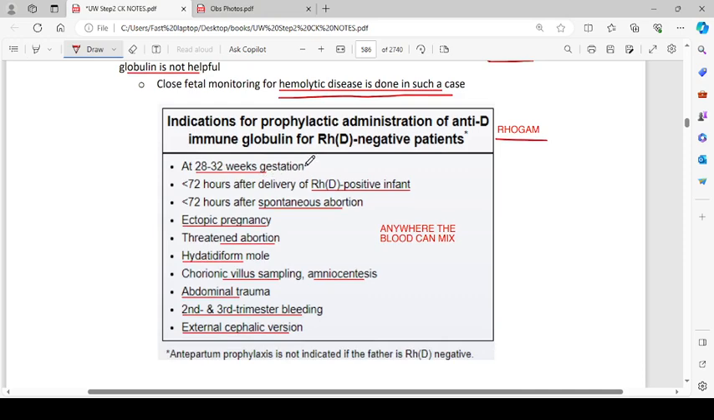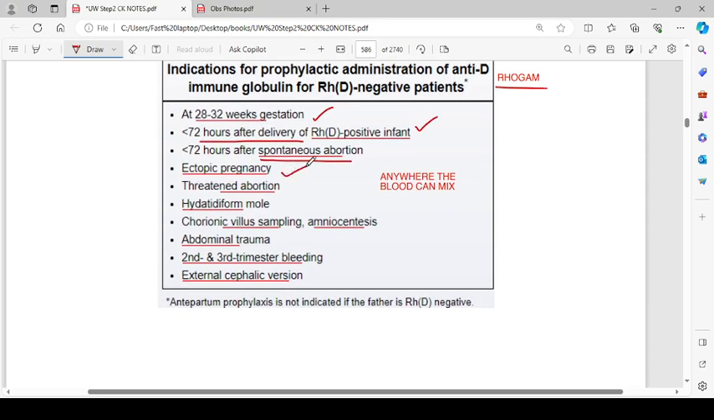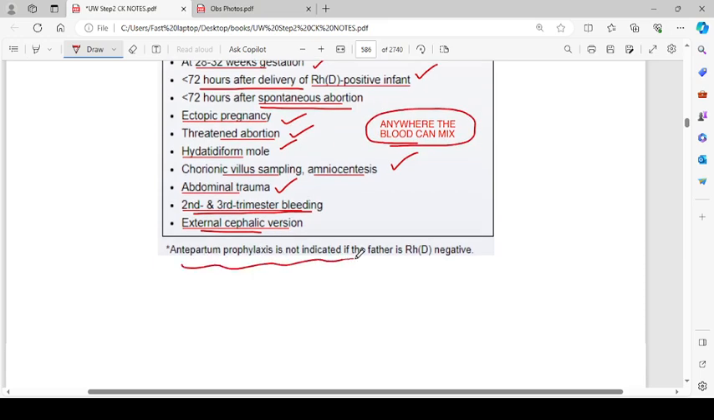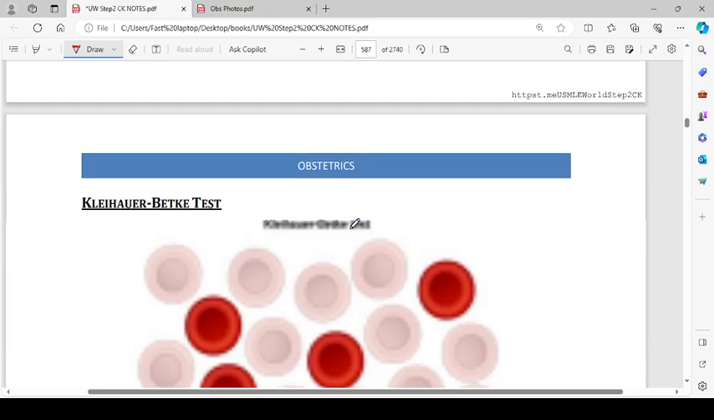So at 28 to 32 weeks of gestation, less than 72 hours after delivery of an Rhd positive infant, less than 72 hours after spontaneous abortion, ectopic pregnancy, threatened abortion, hydatidiform mole, chorionic villus sampling and amniocentesis, abdominal trauma, second and third trimester bleeding, and external cephalic version, anywhere the blood can mix. Antepartum prophylaxis is not indicated if the father is Rhd negative.